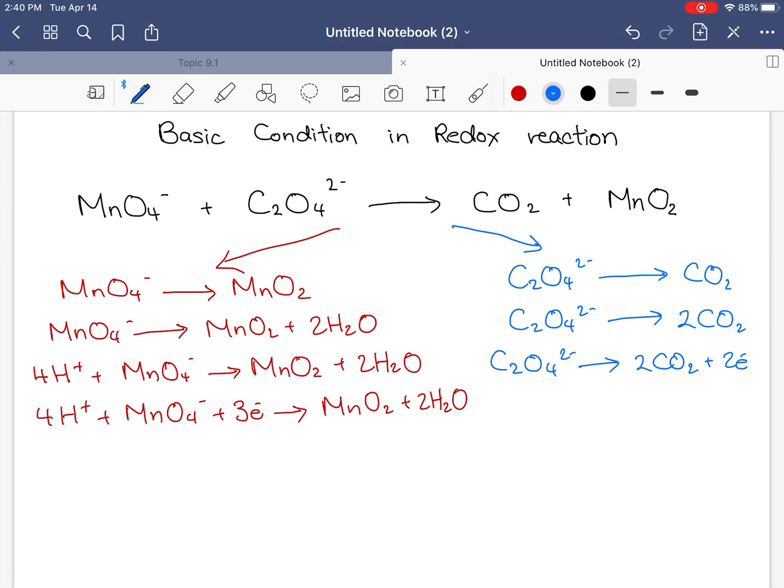All right, now it's time to combine them. But before we combine them, we have to make sure that the 2 electron numbers are consistent. So we have 3 and 2. What is the lowest common multiple for 3 and 2? Well, it's 6, of course. To turn 3 to 6, you multiply by 2. So I'm going to multiply everybody here by 2.